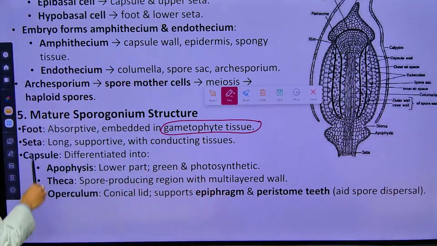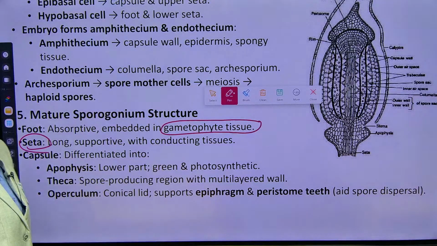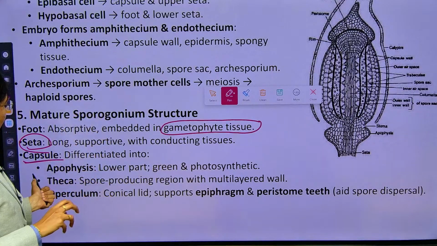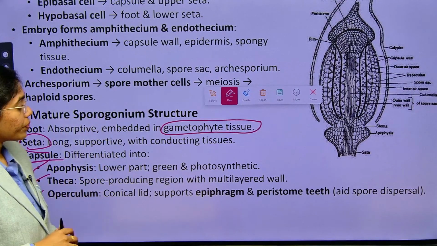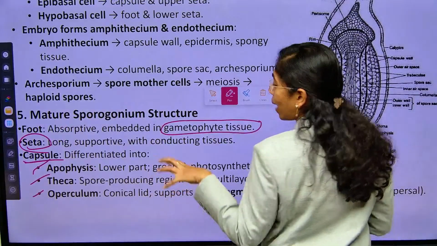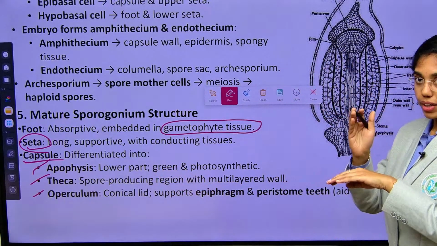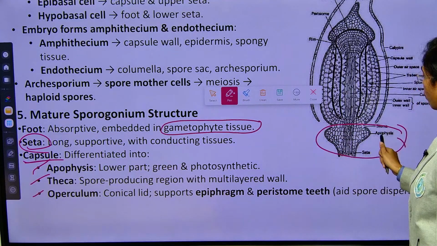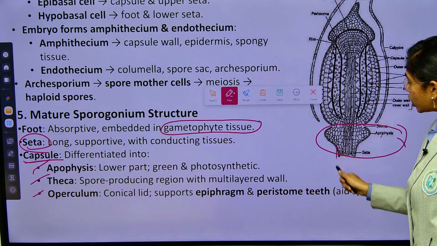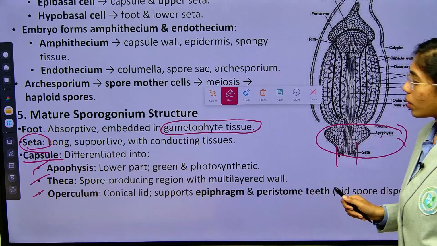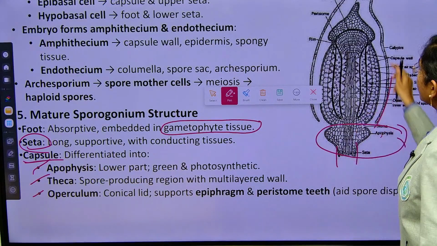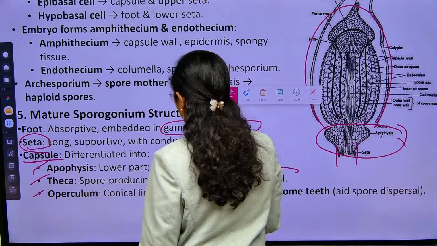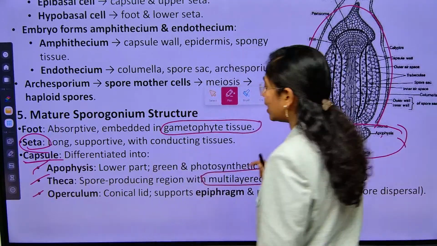Okay. So, here the seta is long, supportive with conducting tissues, and the capsule which is present above has apophysis, theca and operculum. Apophysis is the lower part of the capsule. You can see here the lower part of the capsule is apophysis. It will connect to the seta. And theca is the cavity or layer which will bear the spore-producing region with a multi-layered wall.